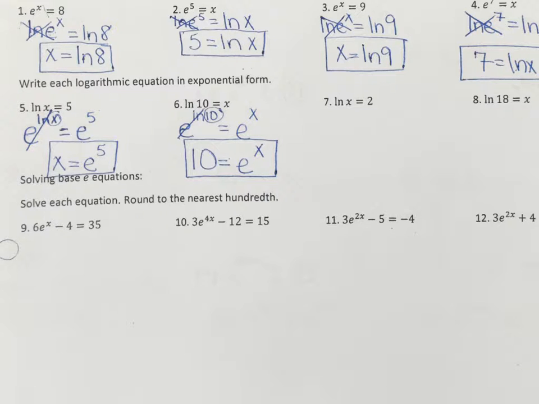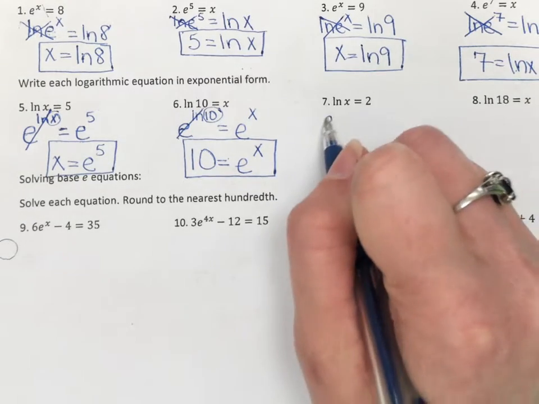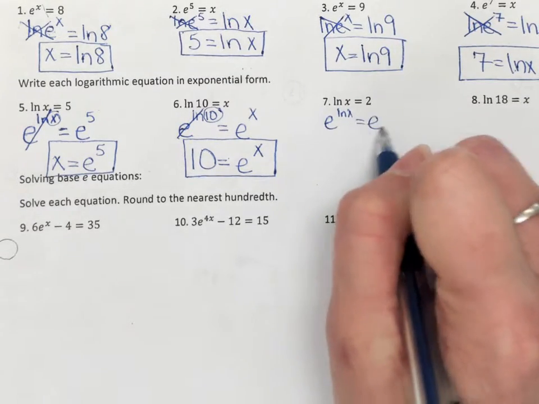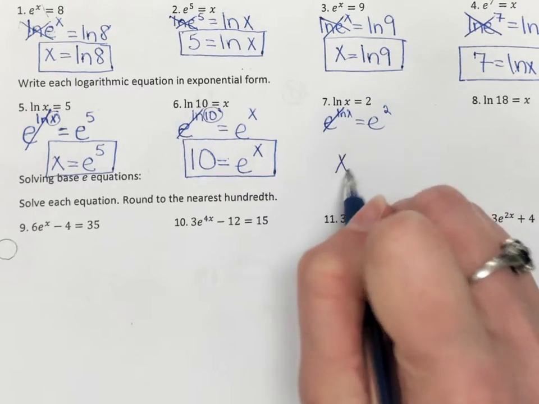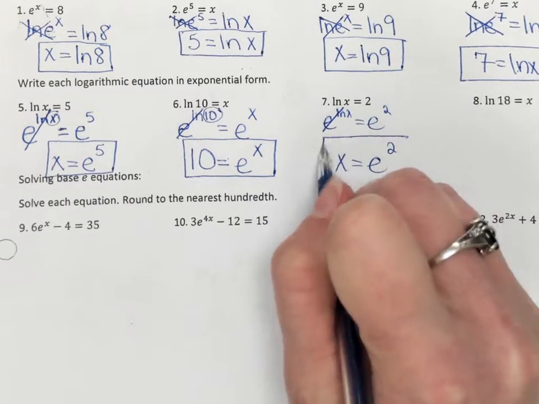Not too bad, right? A little different, but not too bad. All right, what did y'all get on number 7? Looks like you're already done. X equals e to the 2nd. So let's see, you did e to the natural log of x equals e to the 2nd. Those cancel out. Very good job.